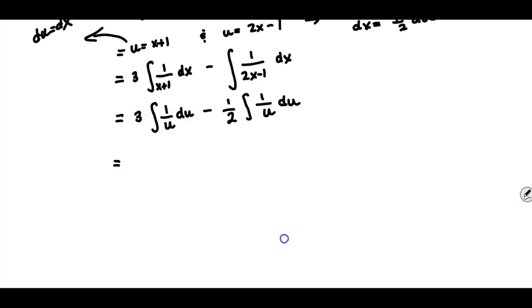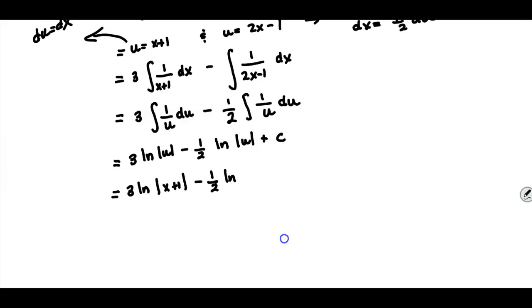And then we would get the following: 3 times the natural log of the absolute value of u minus 1/2 times the natural log of the absolute value of u plus C. And then using the substitution, we have 3 times the natural log of the absolute value of x plus 1 minus 1/2 times the natural log of the absolute value of 2x minus 1 plus C.